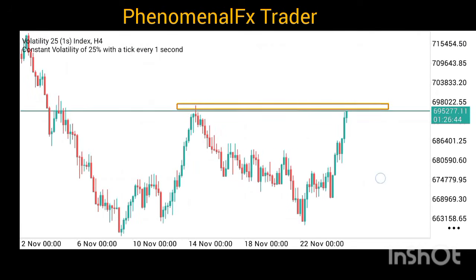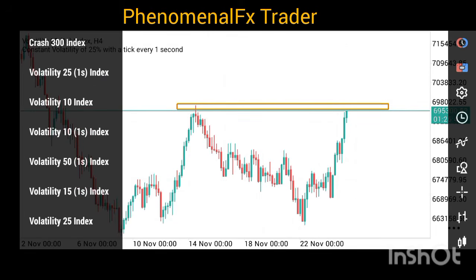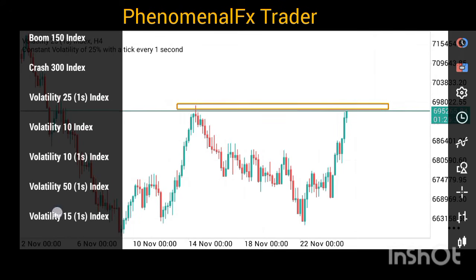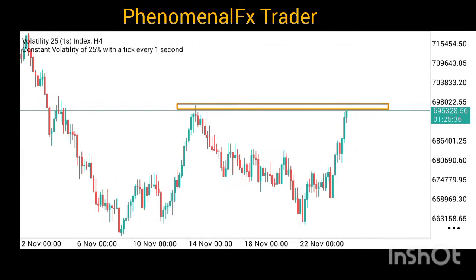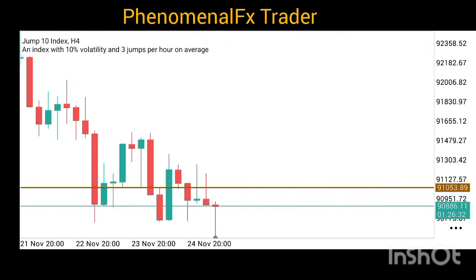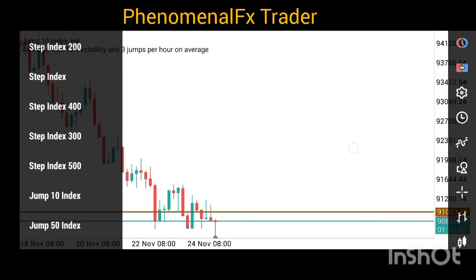Then the next pair I traded yesterday was Jump 10 Index. I think it was Jump 10. Let me just quickly look for it. It is down here. Okay, yeah, this is it. So this pair, I also took the entry based on the engulfing candlestick strategy, but I didn't hold the trade for so long because the market was still bearish.